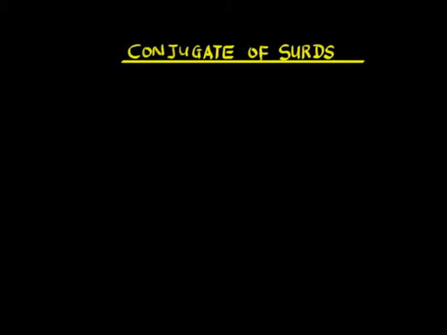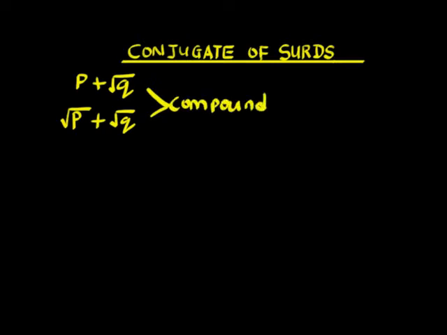We said in the previous videos that surds of the form p plus root q, and surds of the form root p plus root q, are called compound surds. Now, compound surds always have related surds which are called conjugates.